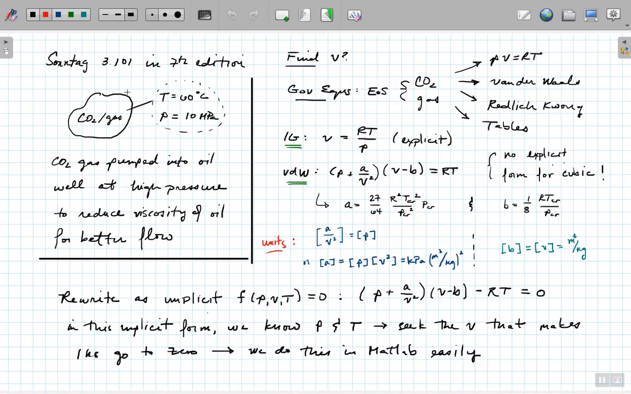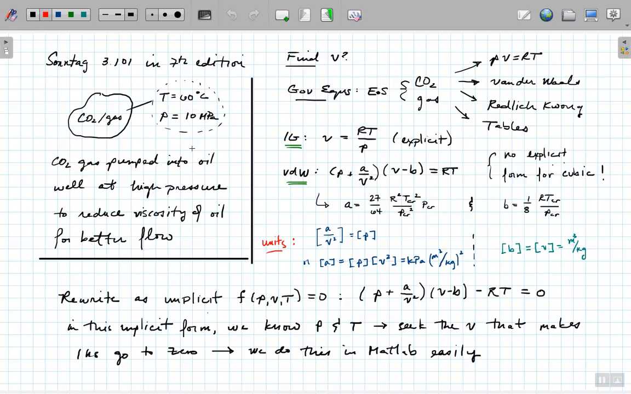Welcome back. Let's consider an example problem. Basically, we've got CO2 gas where the temperature and pressure are given to us, and we're going to look at this gas at a very high pressure. We'll talk about what that word high means and how we quantify high in a minute.